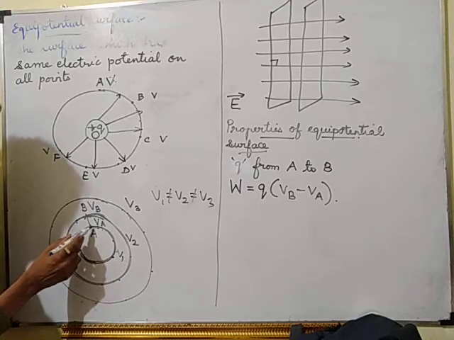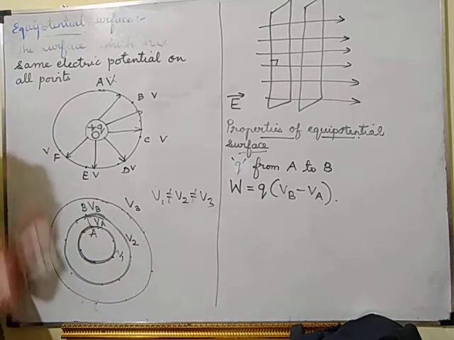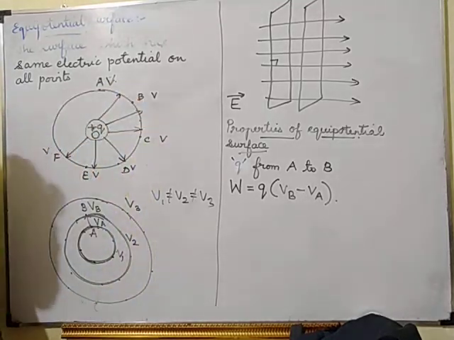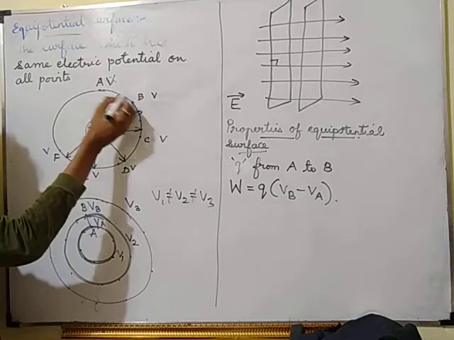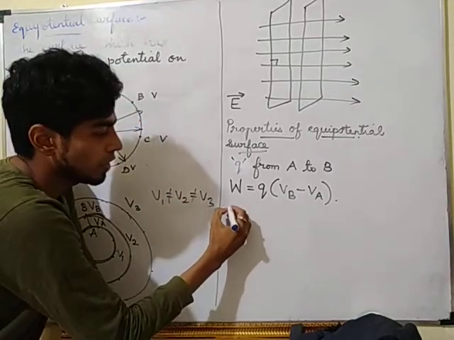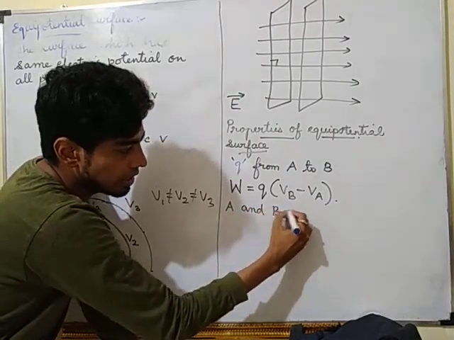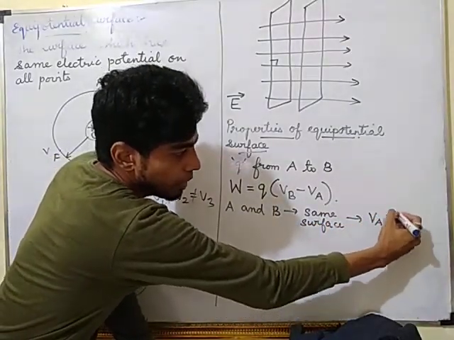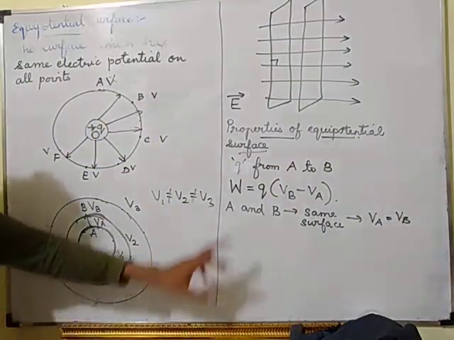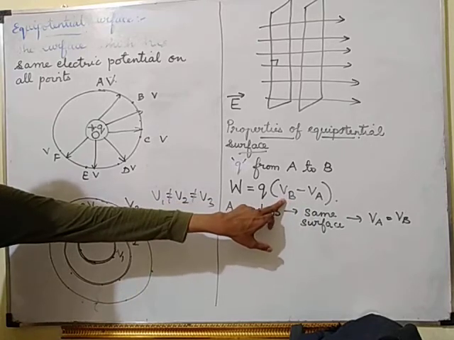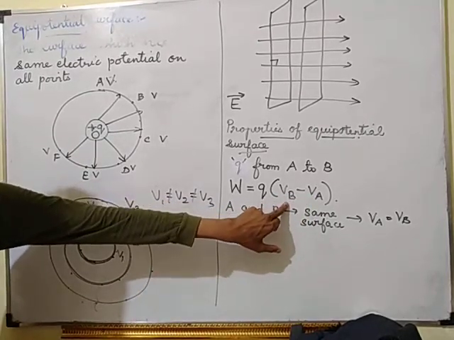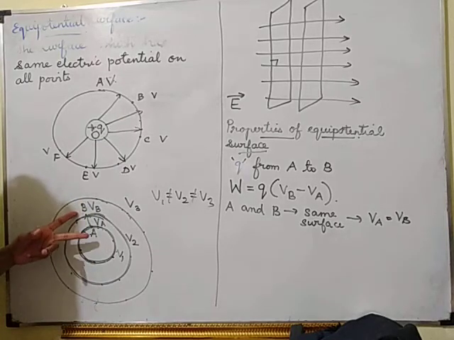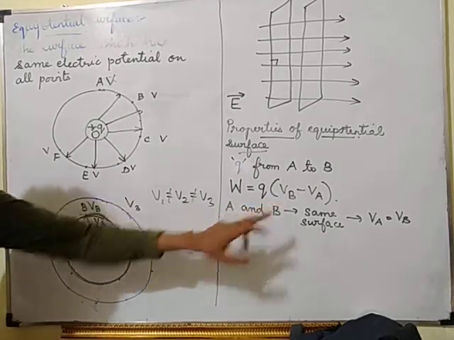So I am moving from point A to point B. Point A is in one surface, point B is in another surface. Suppose A and B are on the same surface. A and B are on the same surface means this potential and this potential will be the same. So if they are on the same surface, then the VA value will be equal to the VB value. At that time the work done, VA value and VB value will be equal, so the subtraction will give 0. So work done will be 0 if we move on the same surface. But if we move on a different surface, it will not be equal to 0. Okay, take that.